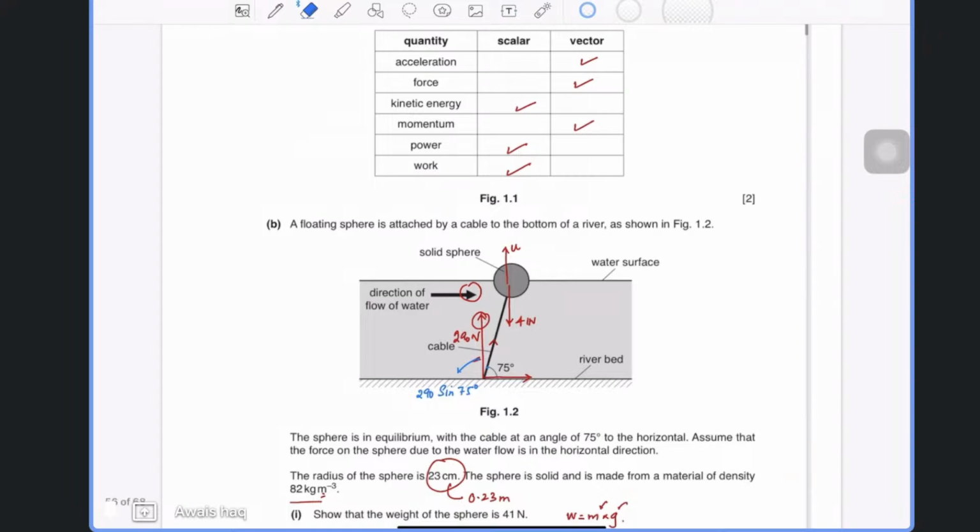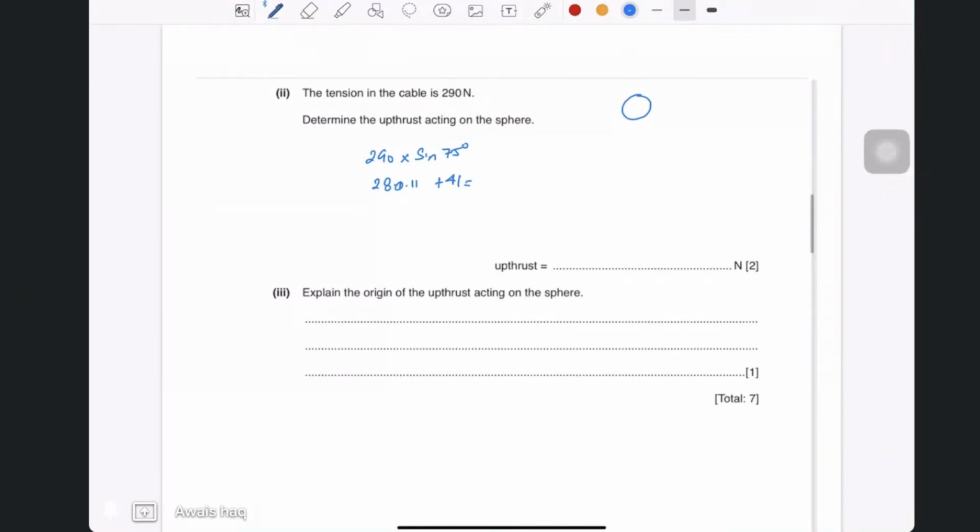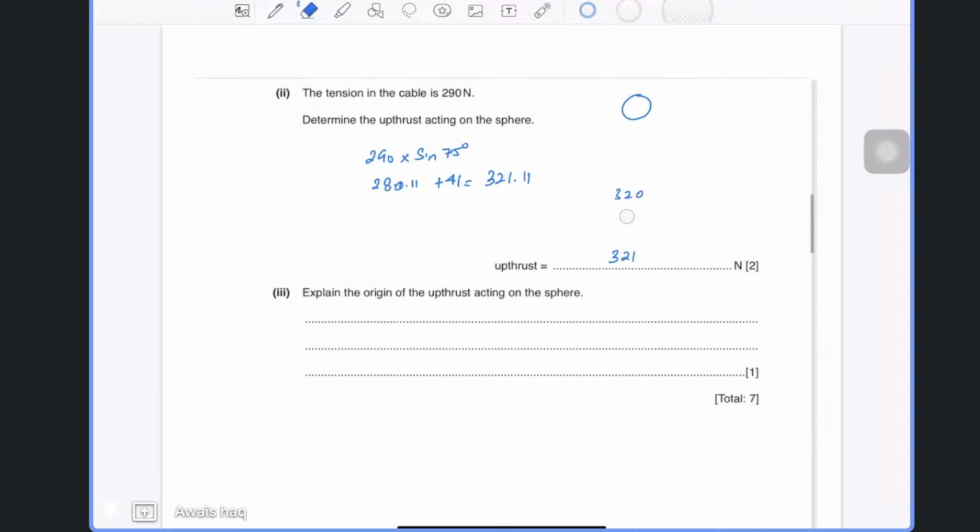Okay, so the reason is that I just made one small error. It's not an error, but you need to add 41 into it. Can you please add 41 into this? And then I'm going to explain why. Yes, please. What did you get? 321.11. So you can write 321 newtons or just 320. All right, now why do we need to add this value of weight into it?